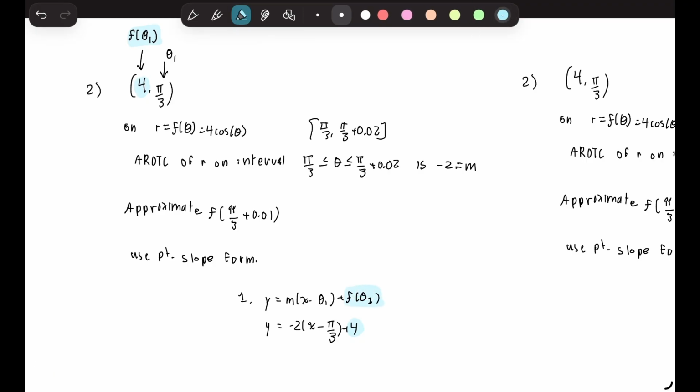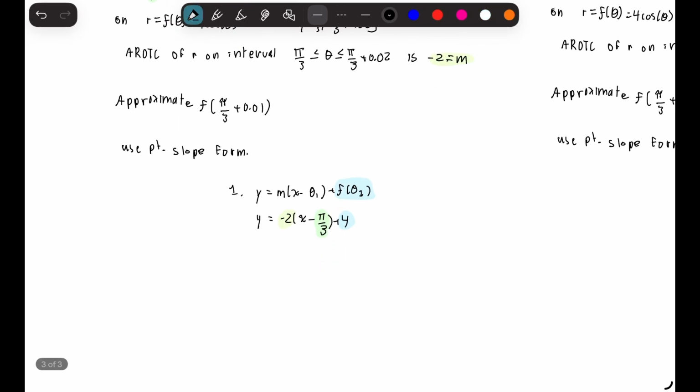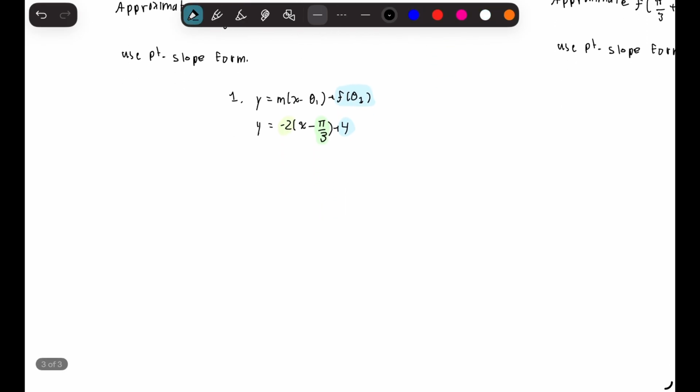That is this entire piece here, and our pi over 3 is here, and we have our m right there. So if you substitute in x is equal to pi over 3 plus 0.01, you have in parentheses f of pi over 3 plus 0.01 is approximately -2 times (pi over 3 plus 0.01 minus pi over 3) plus 4.